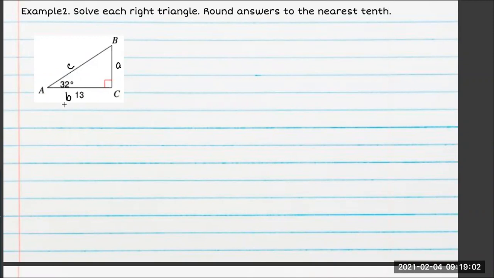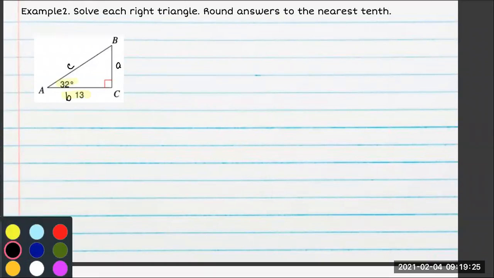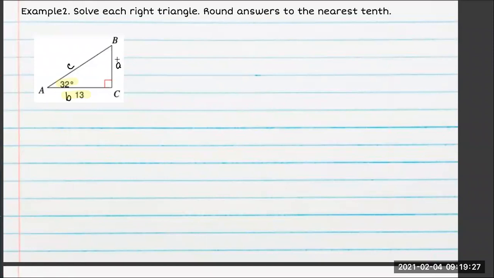So we cannot use the Pythagorean theorem right away. You only use the Pythagorean theorem if you know 2 sides, right? So we cannot find either A or C yet, okay? But let me mark this up. You are given this side and this angle, okay? So let's find, what is the easiest to find?